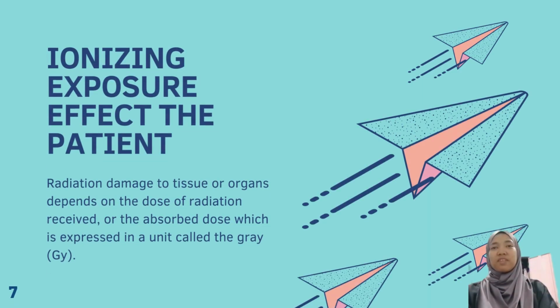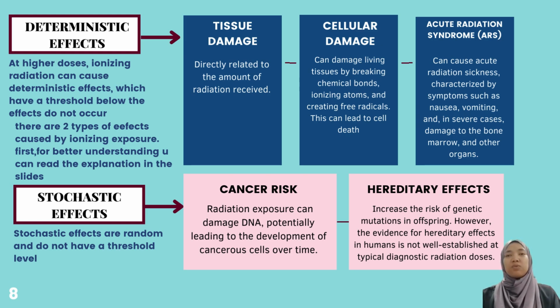Ionizing exposure affects the patient. Radiation damage to tissue or organs depends on the dose of radiation received, or the absorbed dose, which is expressed in a unit called gray. There are two types of effect caused by ionizing exposure.